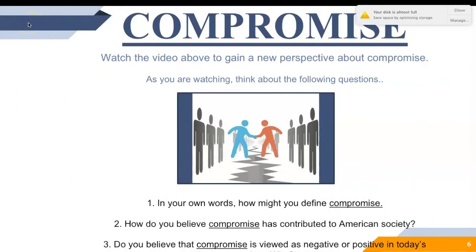Through gaining a new and unique perspective about conflict, we will continue to look at our study of American history by discussing the word compromise. Please remember that we have talked about what compromise is as we've really met in the middle.